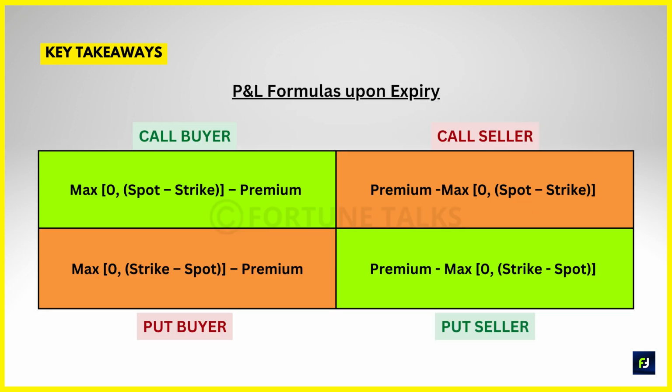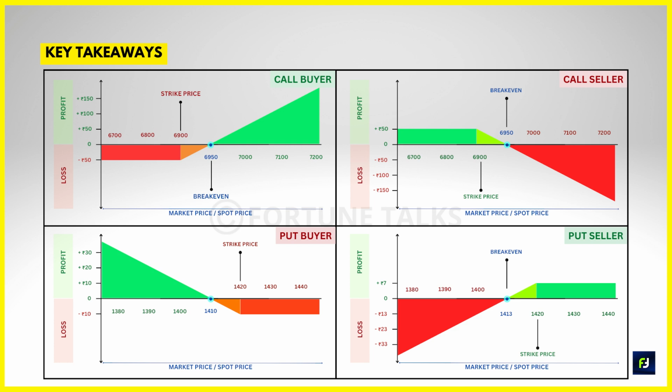Now these are the P&L calculations for both the buyer and seller of call and put options upon expiry. This means these formulas are applicable only when the trader intends to hold the position till expiry. These P&L calculations change when the trader intends to square off the position well before the expiry date. And finally, using the concept of P&L profiles of call and put options for four different scenarios, we have plotted the payoff charts for all of them.